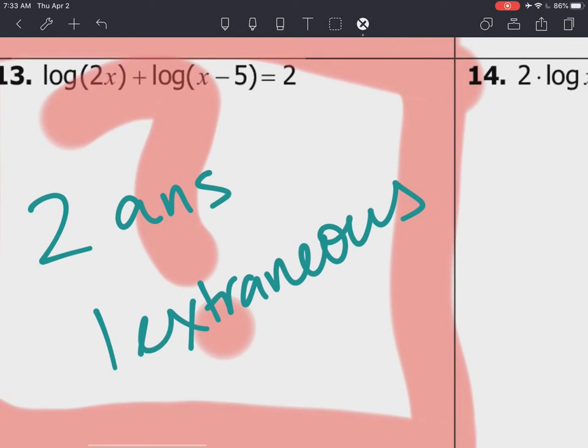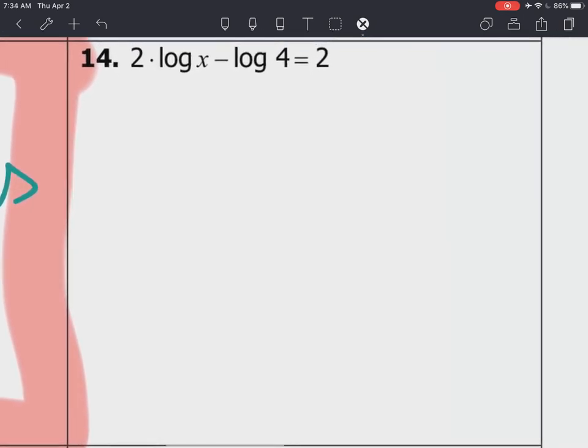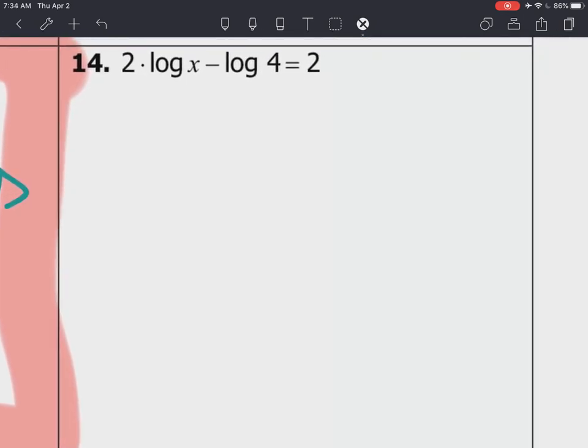Number 13 is all you. You're going to have two answers, and one of them is going to be extraneous.